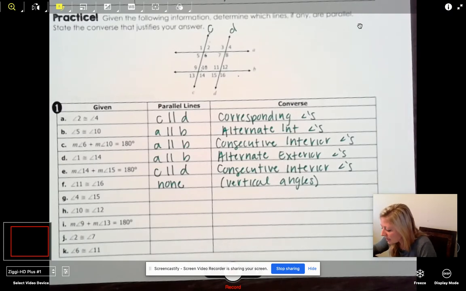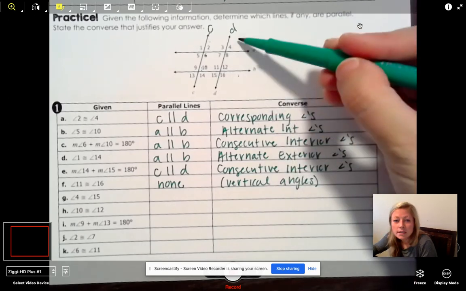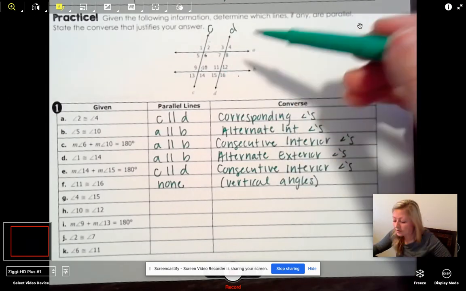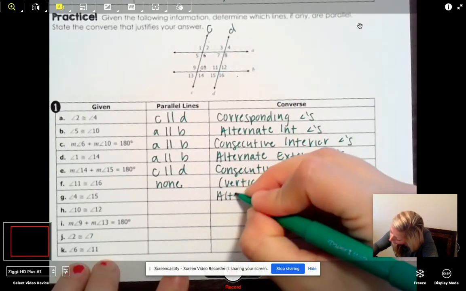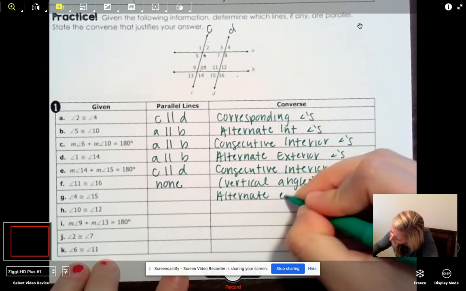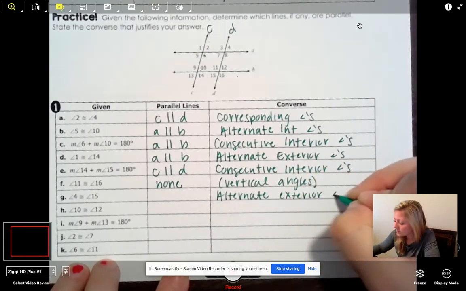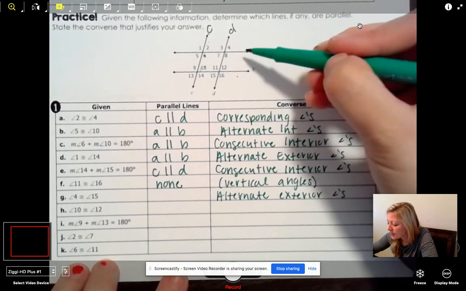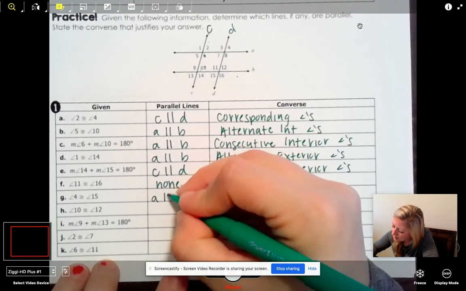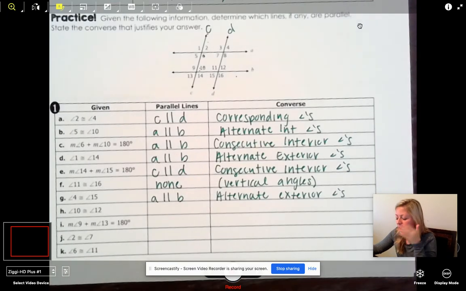Angle 4 is congruent to angle 15. 4 and 15. Opposite sides on the outside are alternate exterior angles, which makes lines A parallel to B. And then I think I'm going to leave these bottom 4 for you and I to do together in class, just so I know if we understand what's going on. I don't want to waste all these examples that we could do together in class. Okay, flip the page.